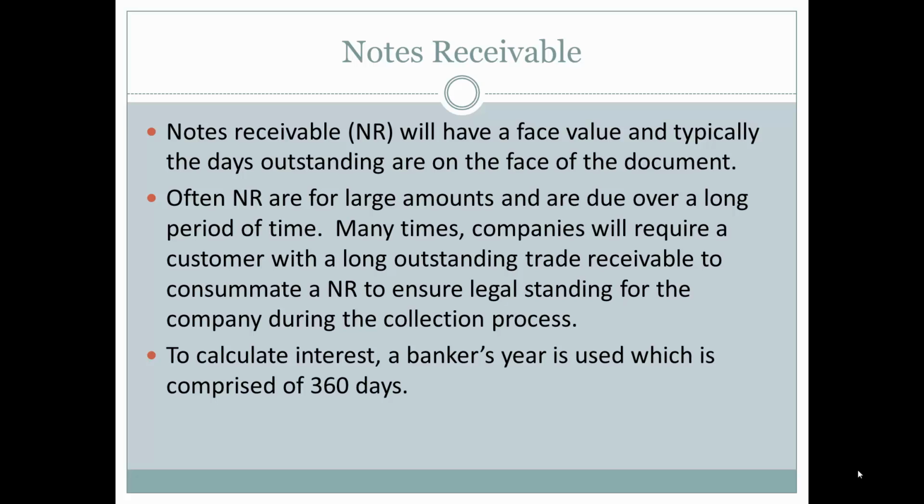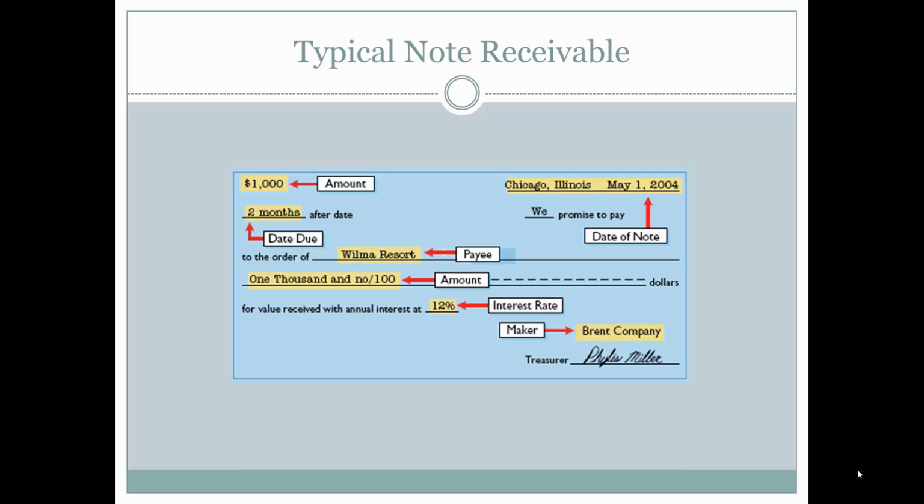Often notes receivable are for large amounts and are due over a long period of time. Many times companies will require a customer with a long outstanding trade or accounts receivable to consummate a note receivable to ensure legal standing for the company during the collection process. To calculate interest, a banker's year will be used, which is comprised of 360 days.